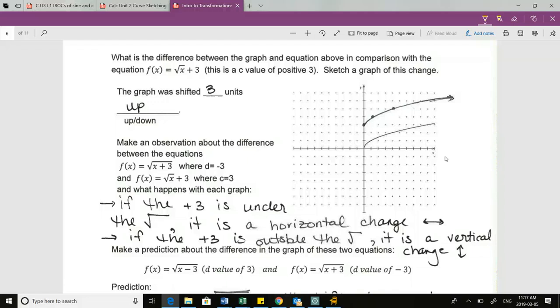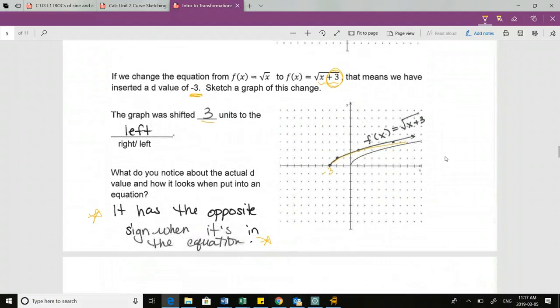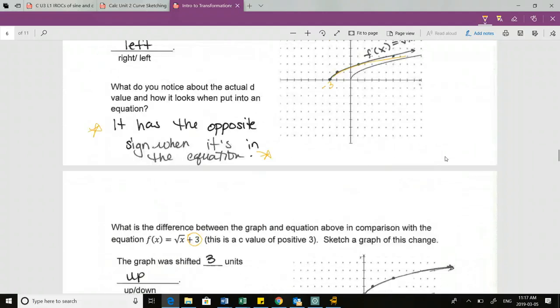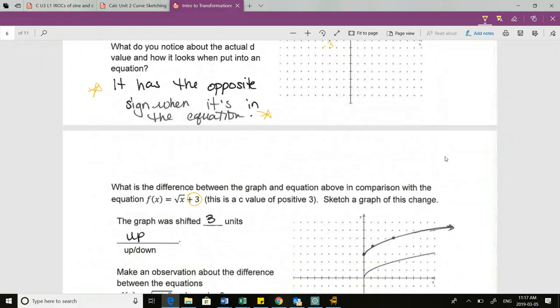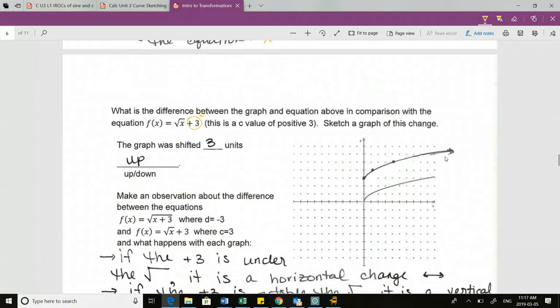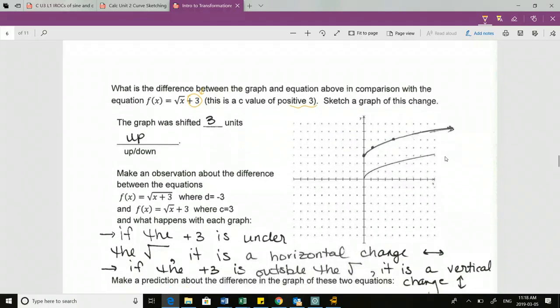Okay, and then when the C value is positive, you'll notice that it's actually outside the root. I can tell the difference between D and C here because the D value is under the root, whereas the C value is outside the root. The C value is exactly as it looks. It's +3. And what this does to our graph is it shifts it up 3 units. So you should have this point right here at 3.